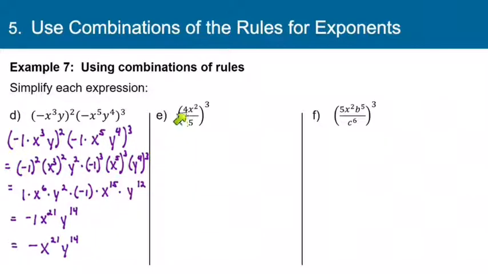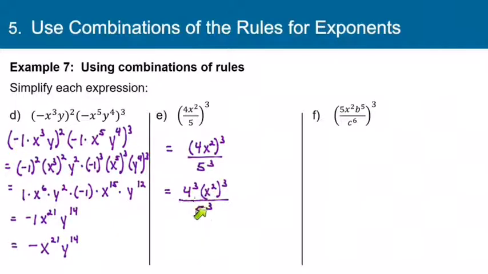Now let's look at part E. Here we have a quotient raised to the third power. So remember the power rule C told us that we can apply this 3 to both the top and the bottom. So that's going to give us 4x squared to the third over 5 to the third. And then we can use power rule B on the top here. So power rule B said we could apply this 3 to all the factors of this product. So that would give us 4 to the third times x squared to the third over 5 to the third.